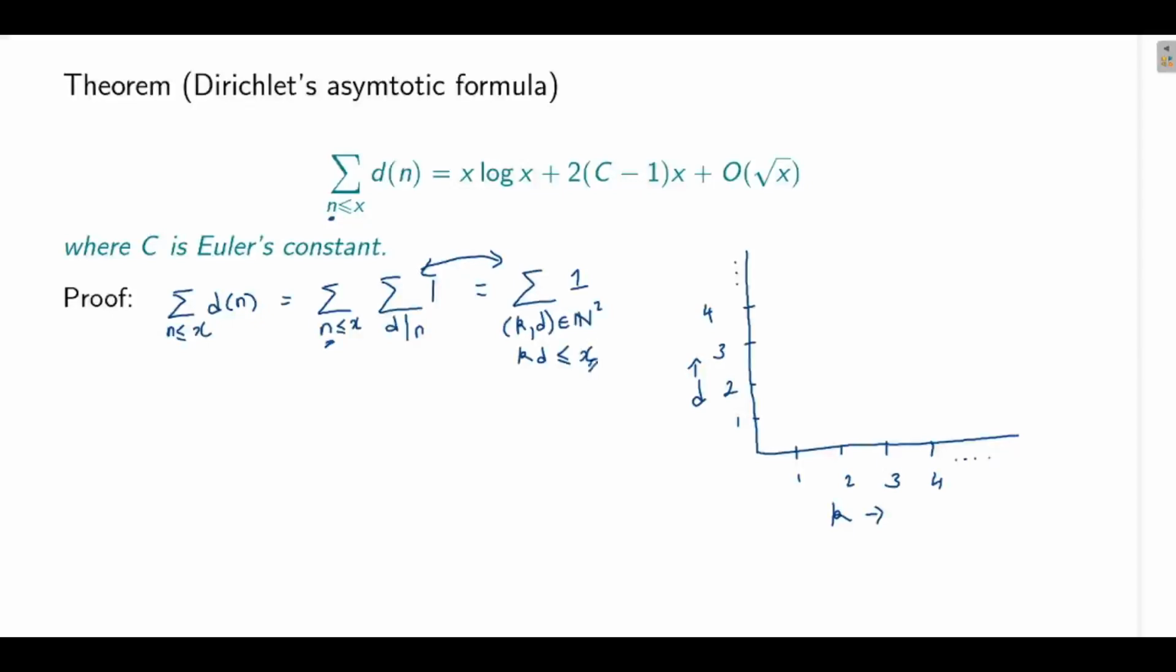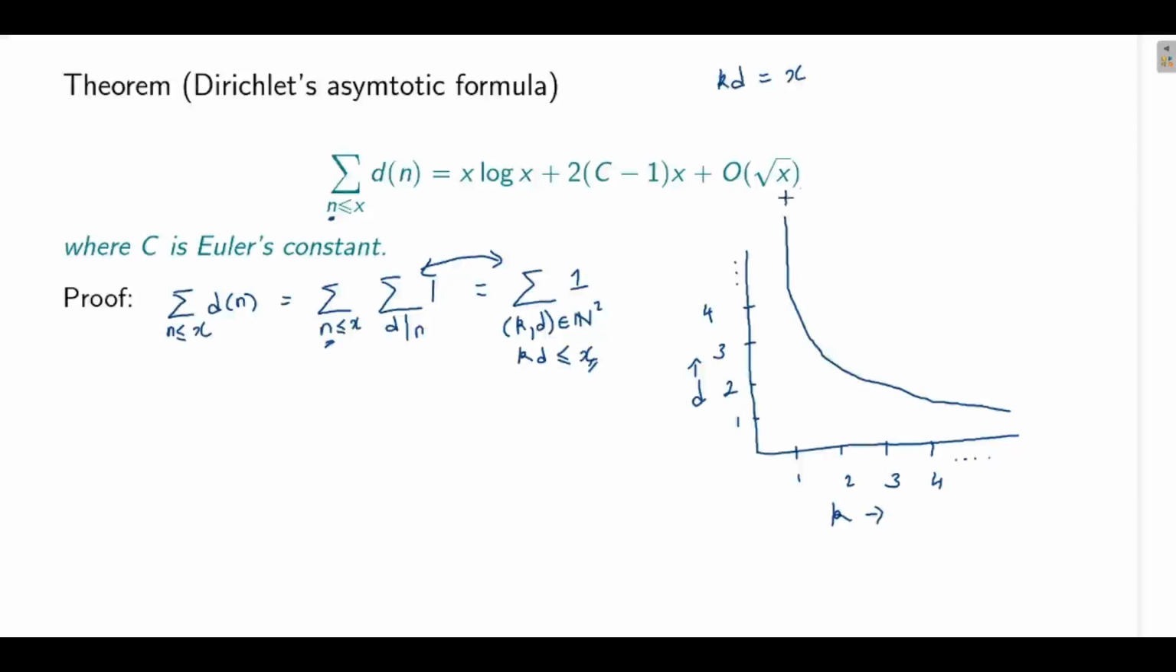x here, as you see, is a constant. We are looking for all those points such that kd is less than x. Now what does the graph of, say, kd equals x look like? You can see here kd equals x is going to be a graph of this form. It's going to be something like this.